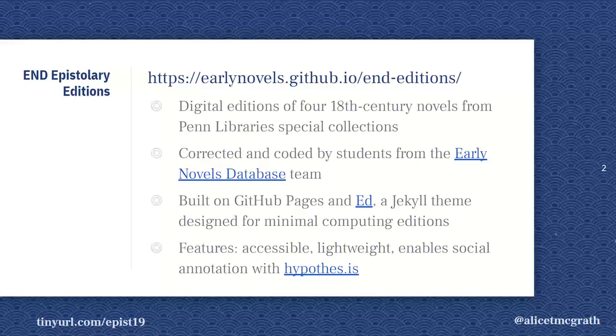Okay, so the project is called Epistolary Editions, and it's working with the Early Novels Database project team, which is a DH project that's a collaboration between Swarthmore and Penn. But as part of the work that we were doing, we got to get involved in the curation of a digitization initiative that Penn Libraries was doing of 18th century novels.